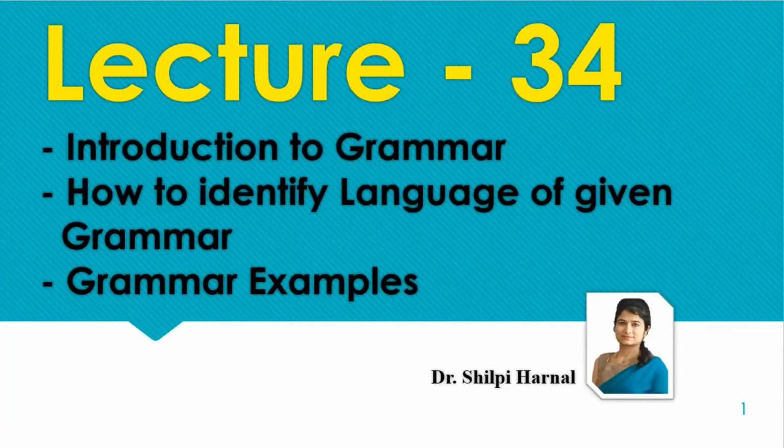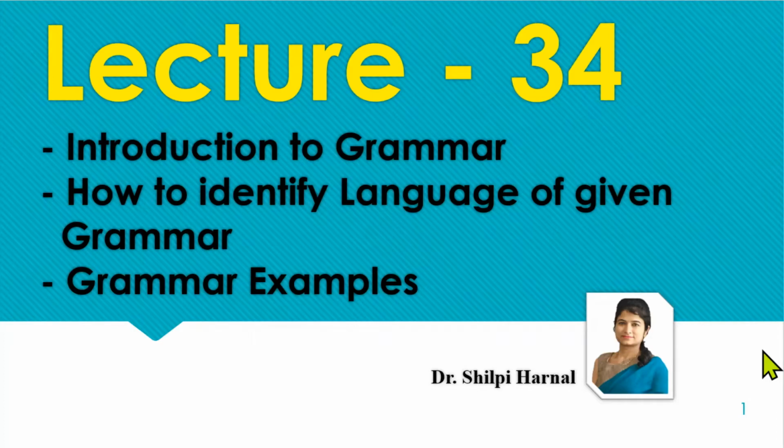Hello students, in this lecture we are going to cover some examples of identifying language for a given grammar. What a grammar is and the terms related to grammar were discussed in the previous lecture, and I hope you are familiar with all those terms: sentential form, leftmost derivation, rightmost derivation, variable, non-terminals, etc. If you are not familiar with those terms and have no idea of grammar, please watch the video of lecture number 33 first and then move to the examples.